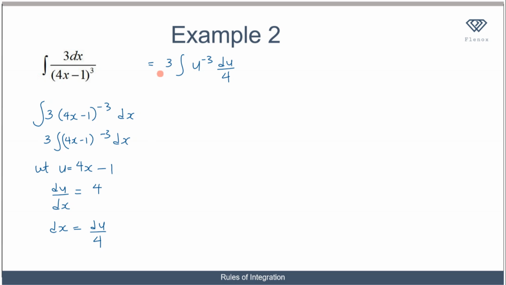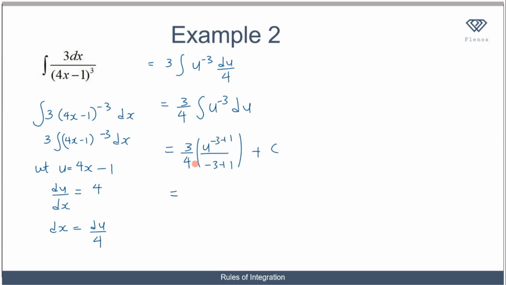Same thing with this 4, I can bring it out. So you see the same thing as having 3 over 4 times the integral of u raised to the power minus 3 with respect to u. So I can easily simplify this. So this becomes what? This becomes 3 over 4. And my integral of u raised to the power minus 3 becomes u raised to the power minus 3 plus 1 over minus 3 plus 1. And that is what you have over here. Then plus my constant of integration.